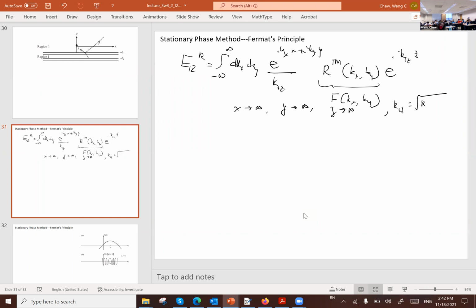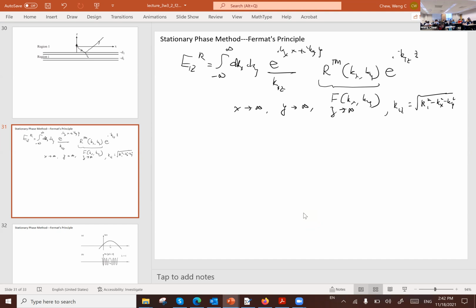K1z is the square root of K1 squared minus Kx squared minus Ky squared. Can you see that when x is very large, if I were to change Kx a little bit, the base of the integrand will change by quite a bit? Again, if y is very large, if I were to change Ky a little bit, the base of the integrand is going to change very much.